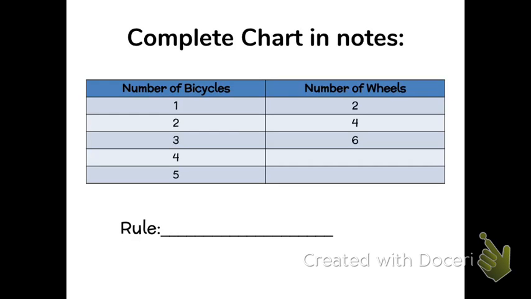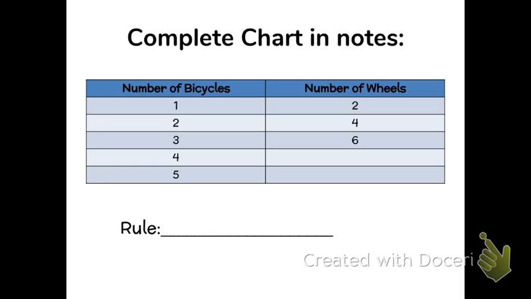The next chart, we need to write down our rule as well. But again, we're looking for a pattern. We look at the number of bicycles and the number of wheels. If I have 1 bicycle, I have 2 wheels. If I have 2 bicycles, I have 4 wheels. 3 bicycles, I have 6 wheels.